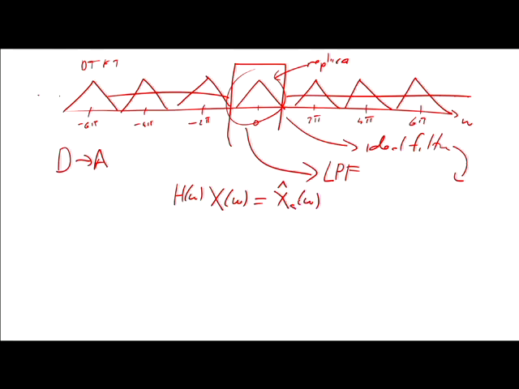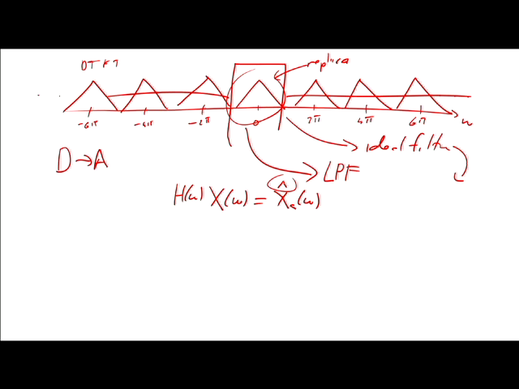And you might say, okay, what's the hat? I mentioned this in my other class, my 4305 class: in French it's circonflex. So, a little bit of culture there. The hat, or circonflex, represents an estimate, a reconstruction. We usually want this to be exactly like the original, the original X_a of omega.